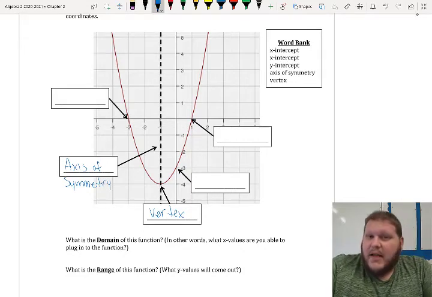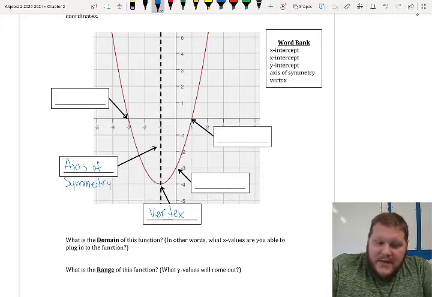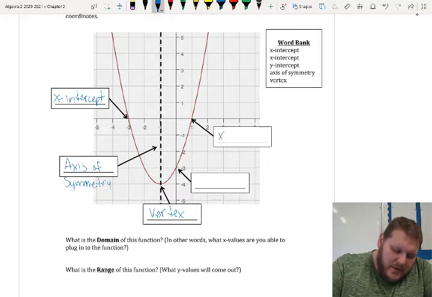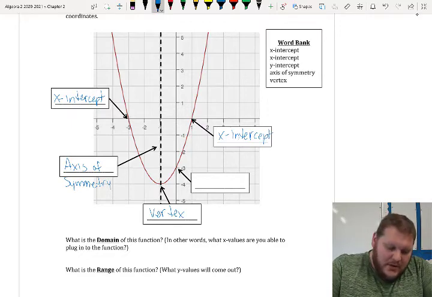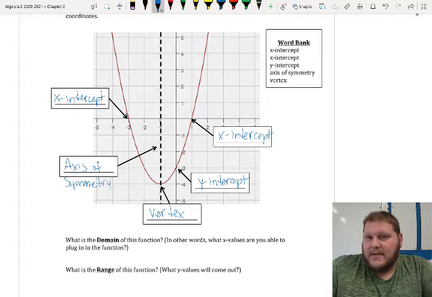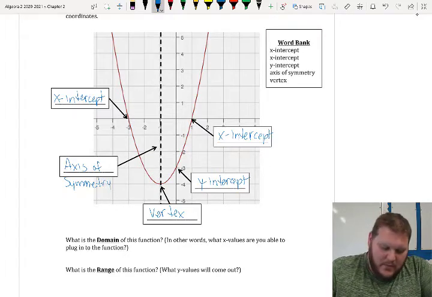The rest of these that are labeled in my picture are just my different intercepts. So my x-intercepts, we have one there and there, because an intercept is where it crosses that particular axis. So here, -3 and +1 are my 2 x-intercepts. And then this right here is my y-intercept. That is where it crosses the y-axis, (0, -3).